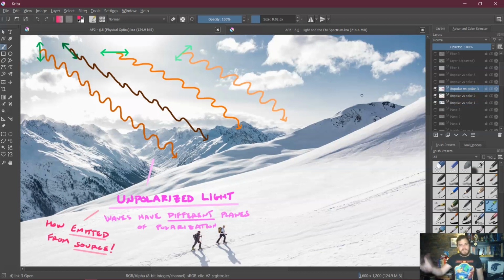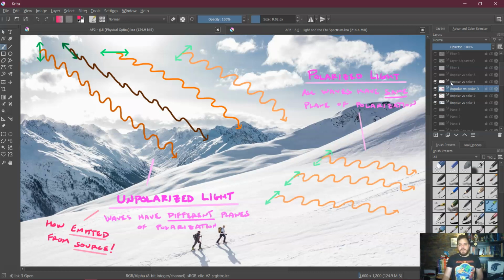So if you have a light bulb, a candle, the sun, it's going to be emitting unpolarized light where all of it is going in different directions. But the thing is, when the light hits the snow here, it's largely going to become polarized. And by polarized, we mean all the waves have the same plane of polarization. So when you hear that word polarized, it means they're all going in the same direction. And really, how do I know that's going to happen here?